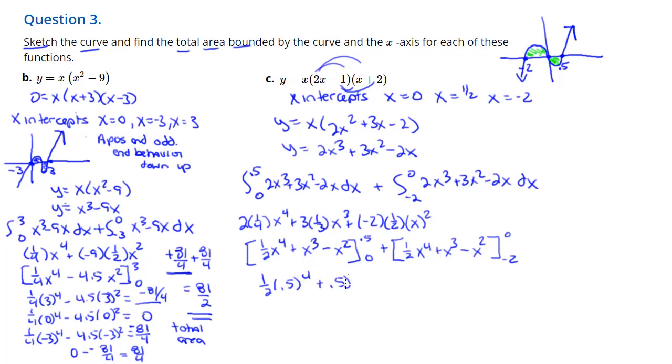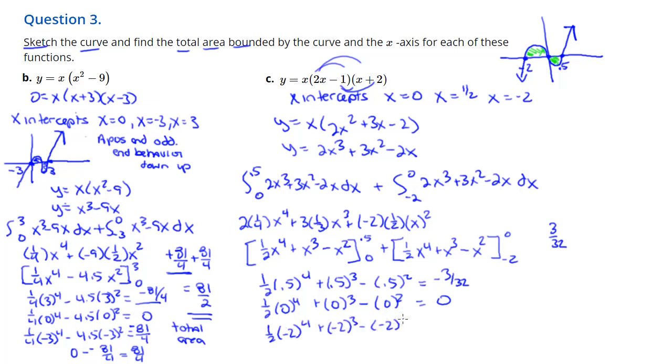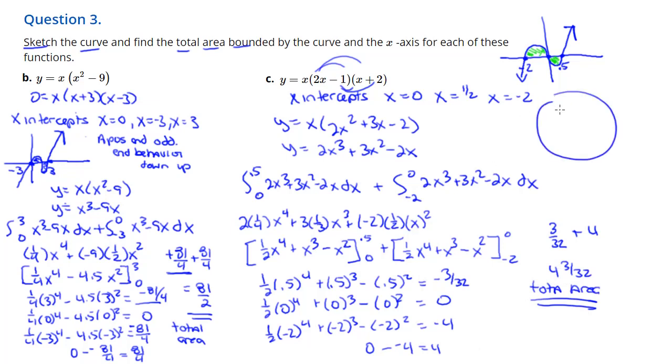When I substitute the 0.5 in there, I'm going to get -3/32. And then when I put the 0 in there, I'm going to get another 0. So that gives me an area of 3/32. And then when I go to -2, I put that in there, I'm going to get an area of -4. And so 0 minus -4 is +4. So I end up with an answer, a total area of 4 and 3/32.